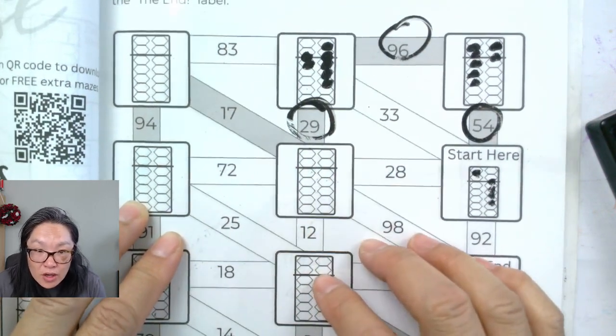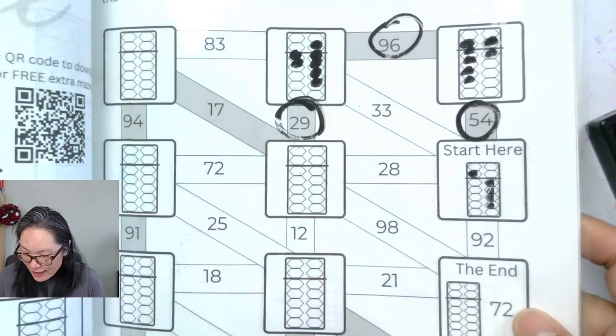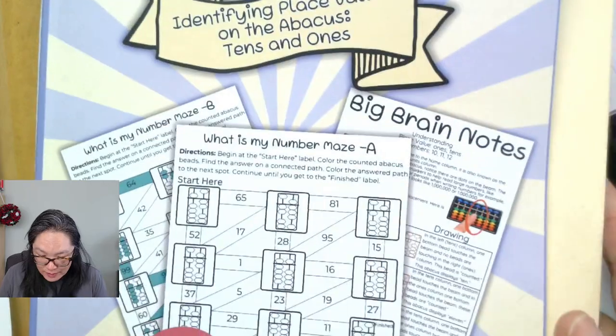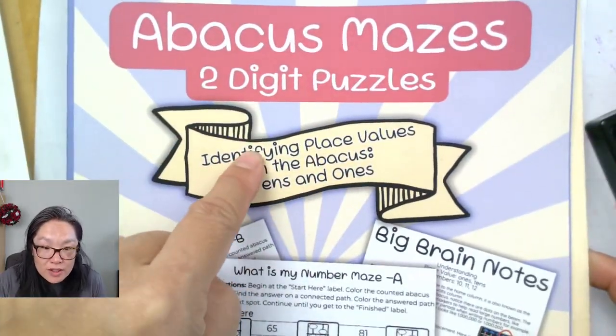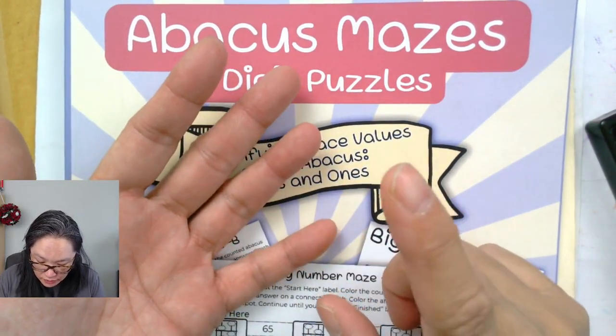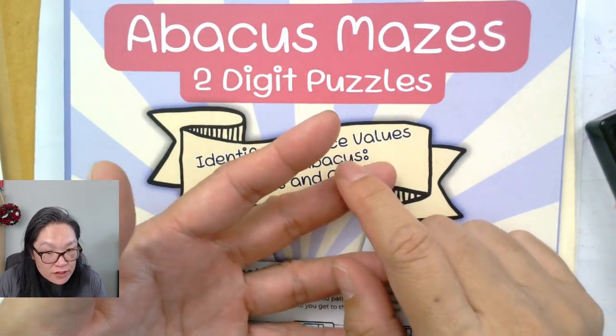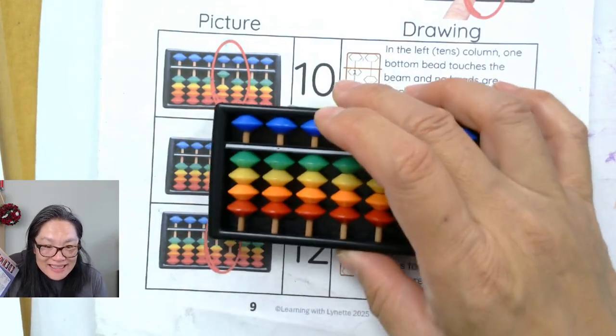So this is what I call a reverse maze. Right. So that's what this is, and that's my book, Abacus Mazes. This book is only doing 2 digits. I'm going to have a few more. We're going to do 3-digit, 4-digit, and 5-digit with a decimal.